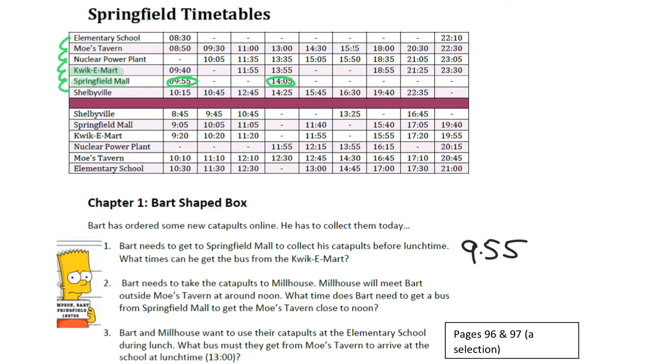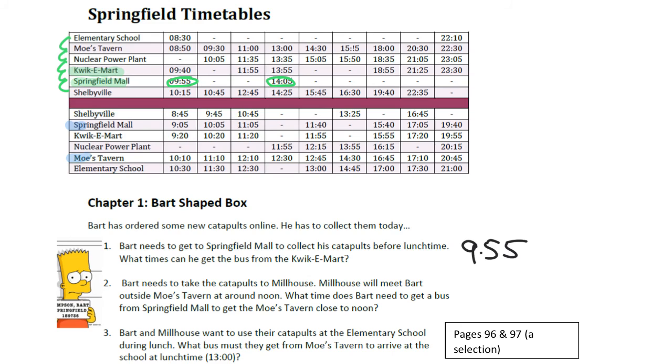Number 2, Bart needs to take the catapults to Millhouse. Millhouse will meet Bart outside Moe's Tavern around noon. What time does Bart need to get a bus from Springfield to get to Moe's Tavern as close to noon? So there's 2 options here. I suppose it depends how quick he can pick up the catapult, but he's going to use the bottom half of the timetable because he's at the Springfield Mall and he wants to get to Moe's Tavern.